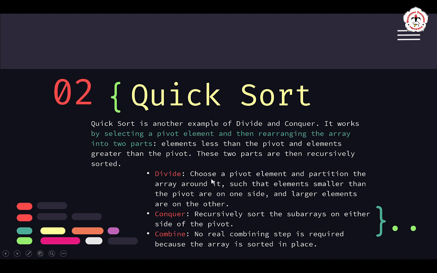Divide. Choose a pivot element and partition the array around it such that elements smaller than the pivot are on one side and larger elements are on the other. Conquer. Recursively sort the subarrays on either side of the pivot. Combine. No real combining step is required because the array is sorted in place.